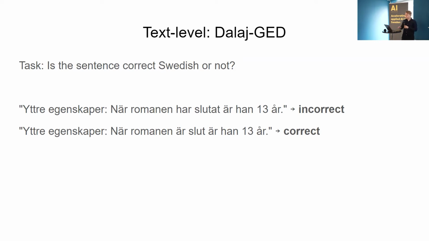So for example, in this case, we have one above, which is labeled incorrect. They have written har slutat instead of är slut for describing when a novel ends. And then the task is to be able to predict which ones are naturally occurring sentences from this second language learning corpus, and which ones are corrected. So it's a sort of sentence acceptability task.